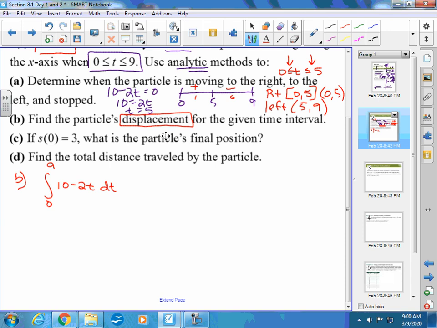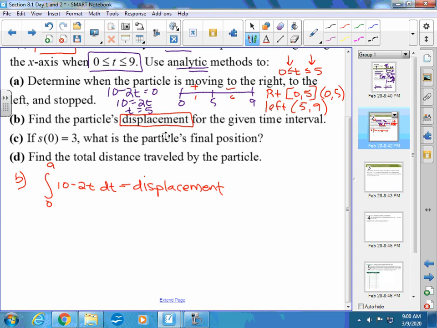To solve this means I'm finding the antiderivative, which means I'm finding the position function. And the given time from 0 to 9 is going to tell me that this right here actually gives me the displacement. It does not give me the total distance traveled. It gives me displacement, how far it is from 0 to 9. So it's going to take into consideration, where was it at a time of 0? Where is it at a time of 9? And it's going to find the difference of those.